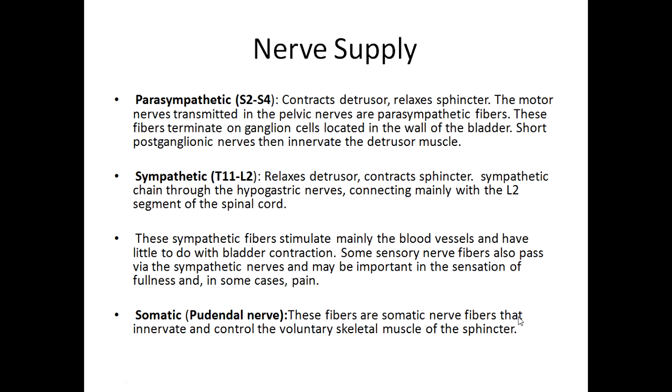These fibers are somatic nerve fibers that innervate and control the voluntary skeletal muscle of the sphincter. So for any person, if there is a road traffic accident or anything, and the pudendal nerve is injured, the bladder control will be lost because it controls the voluntary skeletal muscle of the sphincter. Understand? That is, the external sphincter of the urethra is controlled by the pudendal nerve. So any injury to the pudendal nerve, what will happen? There will be no control of the voiding of the urine. So this is very important.